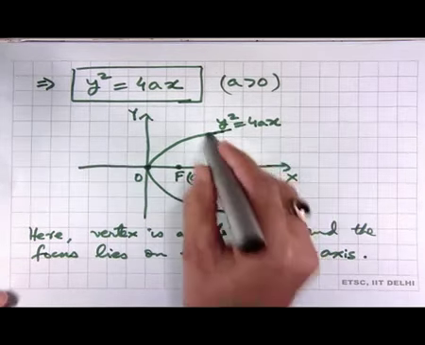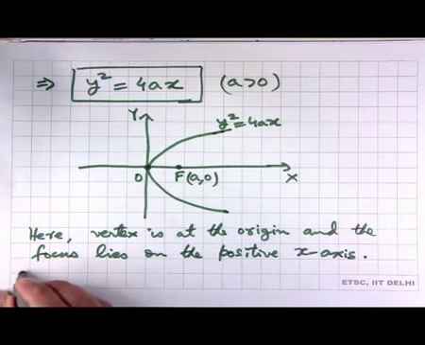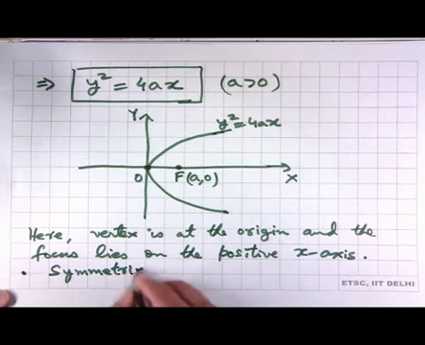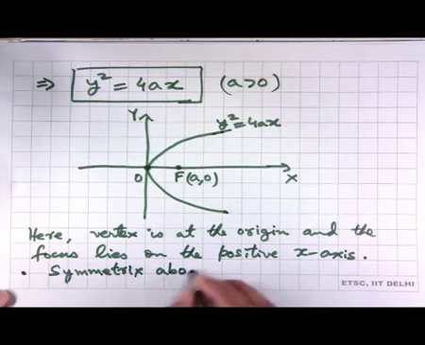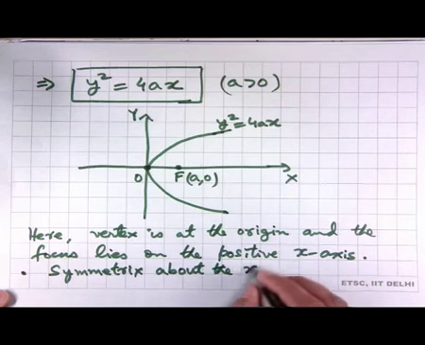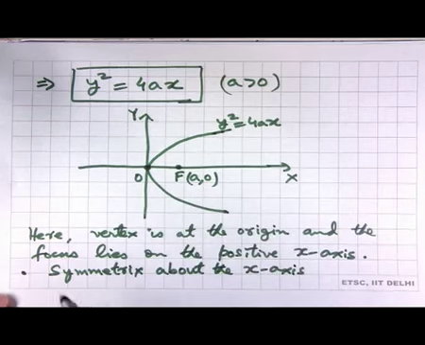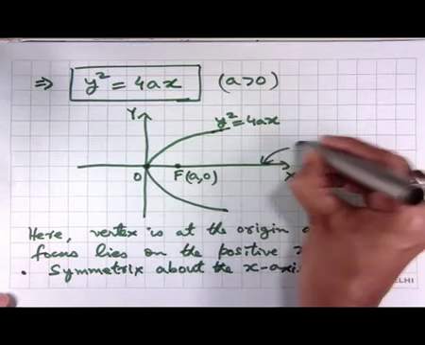Also, what do we see in this parabola? This is symmetric about the x axis, and x axis is actually the axis. This is the axis of the parabola in this case.